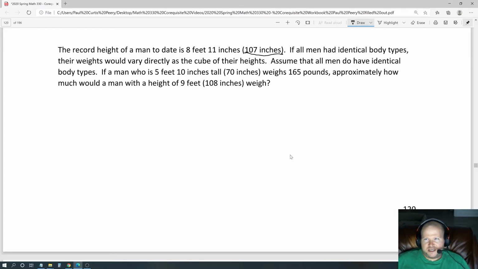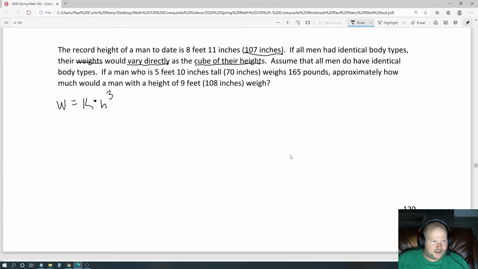All right. The record height of a man to date is 8 feet 11 inches or 107 inches. All right. If all men have identical body types, their weights would vary directly as the cube. Okay, so it varies directly. Okay, weight. All right, weight is equal to K because it varies. Then directly means multiplication. And they said the cube of their height. So it'd be H cubed, the cube of their height.